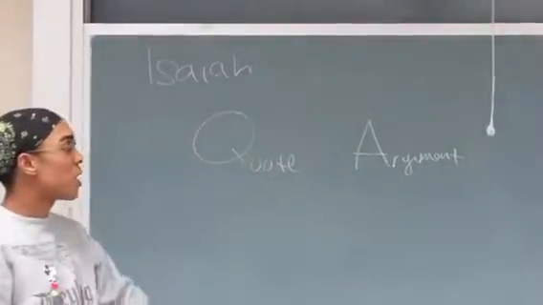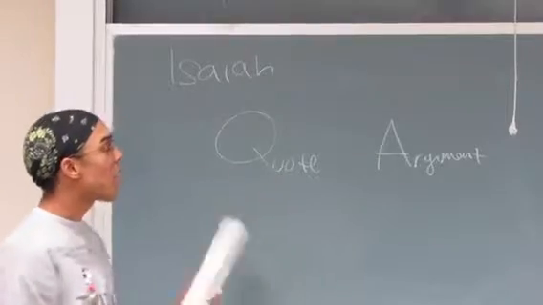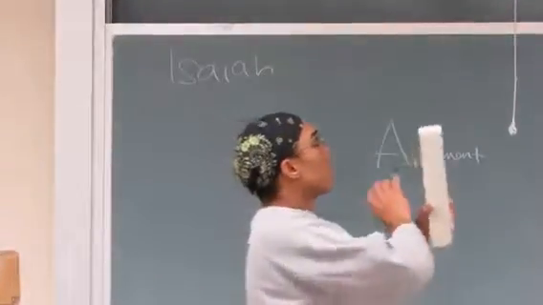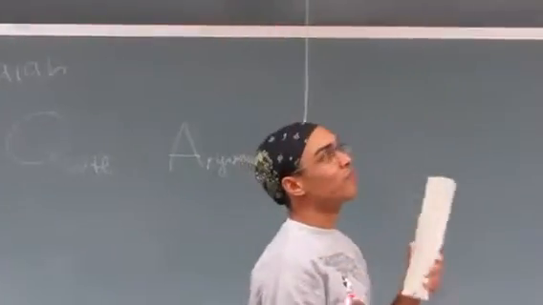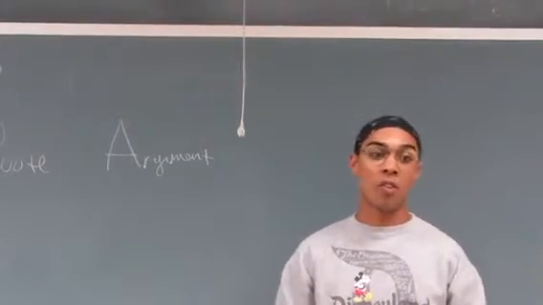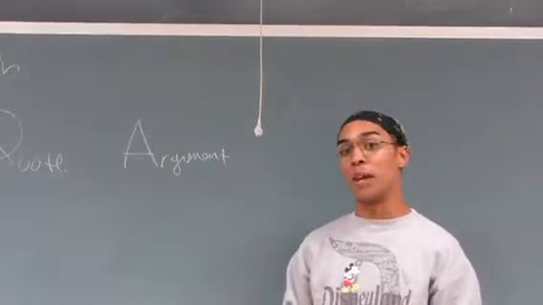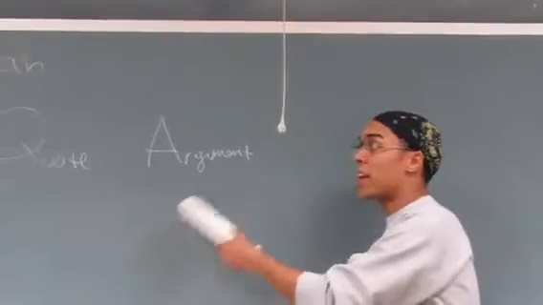And your argument is pretty much going to elaborate on your quote. So your quote, like I said, is going to kind of give you a glimpse of what the author is arguing. And this part of the QAQC is going to be explaining that argument based on your quote. So they kind of go together.